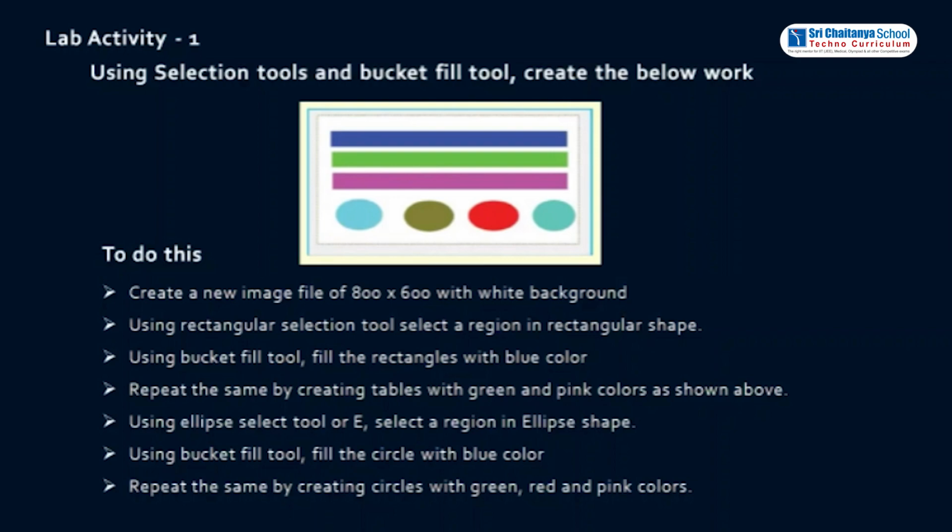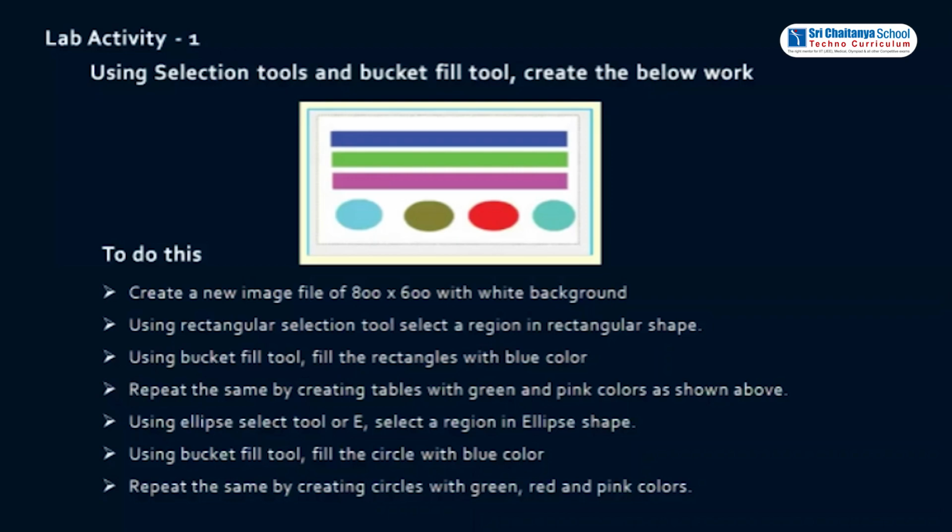Next, you go and choose the elliptical selection tool and select an area in the elliptical shape or ellipse shape. Again, I am repeating, once you select an area, click your mouse inside the select area. Then only that particular region will be available for you to use your bucket fill tool. Then fill the circle with the color. Repeat the same process 4 times and use the colors as shown in the figure.